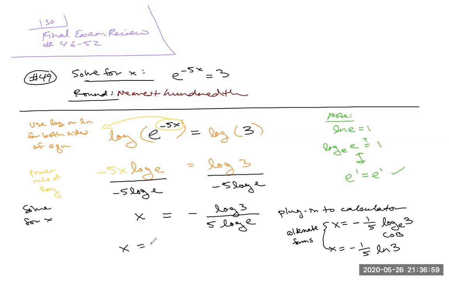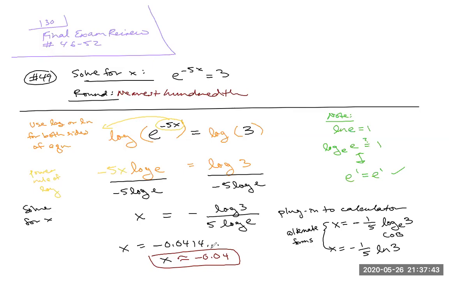So x comes out to negative log 3 divided by 5 log e, negative 0.0414 and change. Rounded to the nearest hundredth, you're going to get about negative 0.04. And then you can check. I would say use the exact value you have in your calculator to check, but if you're not sure, you can just use the rounded value.